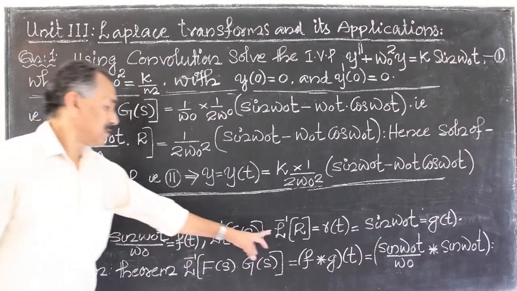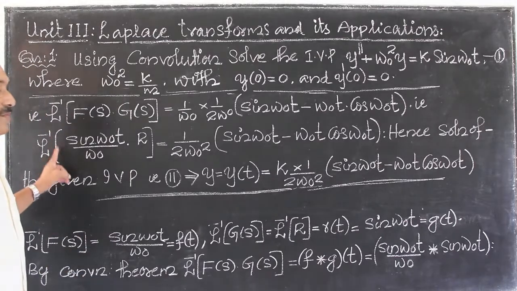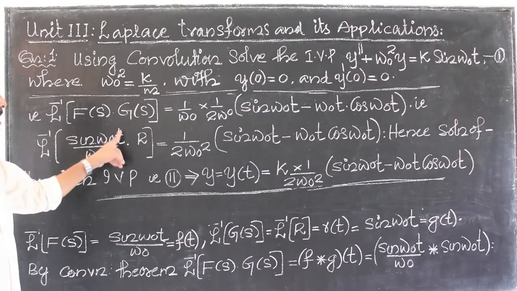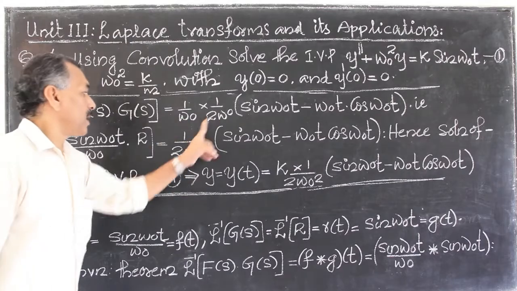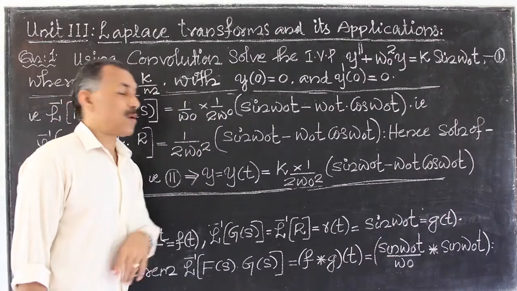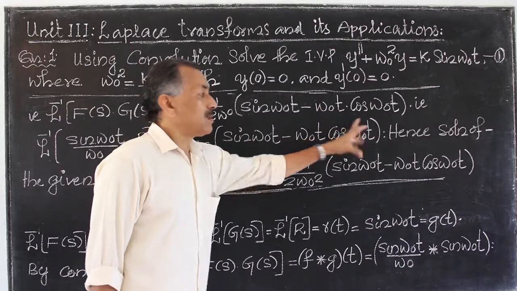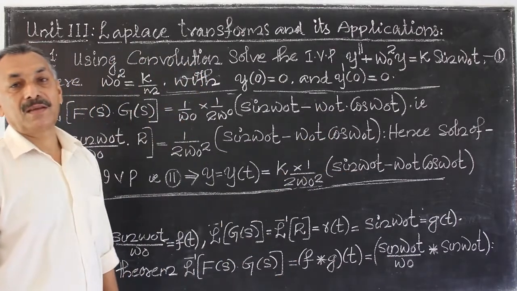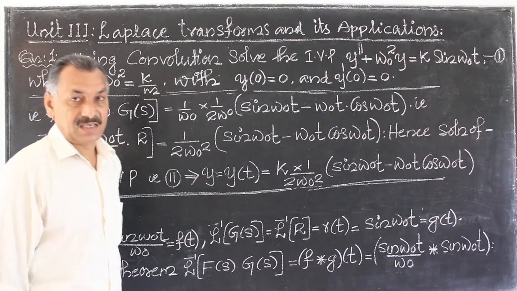Capital G of s is equal to L inverse of r. That is, Laplace inverse of sin omega naught t by omega naught into r is equal to 1/2 omega naught into omega naught square sin omega naught t minus omega naught t cos omega naught t. Hence, by result 2, the solution of the given differential equation.